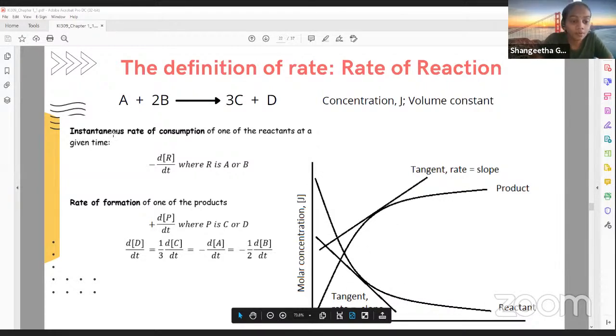Now I just want you to take note of this one thing. Make these changes here. This is not negative. The rate of formation is not negative. Rate of consumption is negative. Rate of formation is not negative. There shouldn't be any sign here, so help me to remove it in your notes. All right.